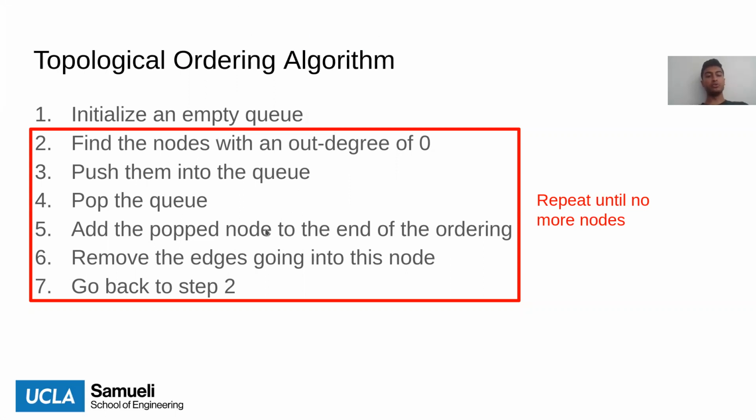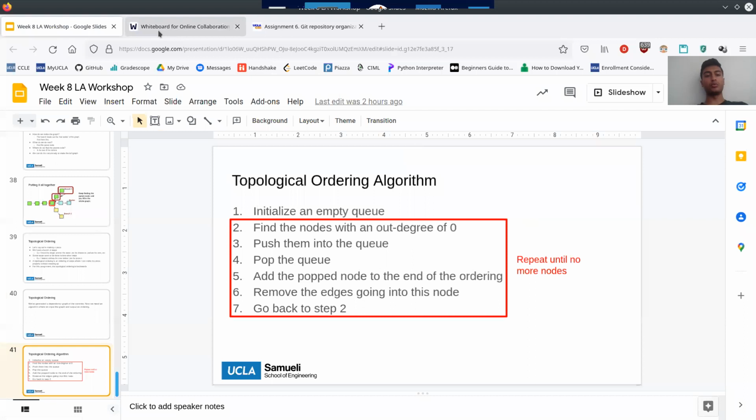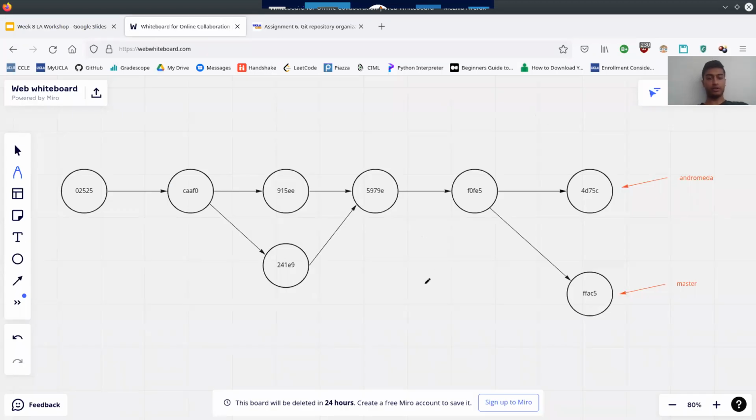And then you pop the queue, pluck the node which is in front of the queue out, and add it to the end of the ordering. Then you remove all the edges going into this node. Once you do that, you go back to step 2, because now there are new nodes with an out degree of 0 because you just removed some edges. That is probably confusing. You repeat this process until there are no more nodes. This is probably confusing right now, but we are going to demonstrate it on this graph.